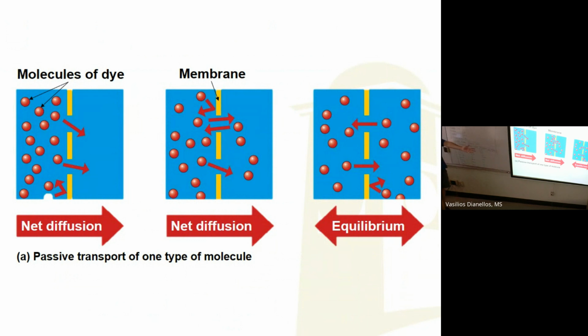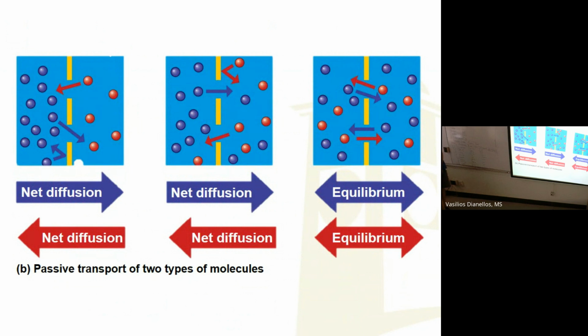So this next slide I'm going to show you is the same thing, but now we're just adding another color dye to it. So now you've got red dye and blue dye. And once again, you get movement until finally equilibrium is reached, at which point you still have individual molecules moving, but there is no more net movement, right?